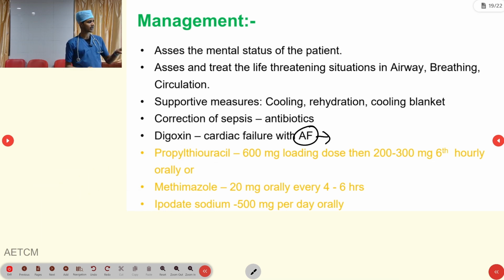And then what are the things we told in the pre-hospital? Mental status related things, temperature related things, and then we told regarding atrial fibrillation management and digoxin administration. So these are the things that come under the pre-hospital.